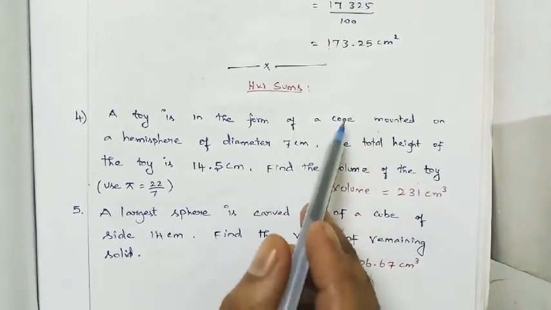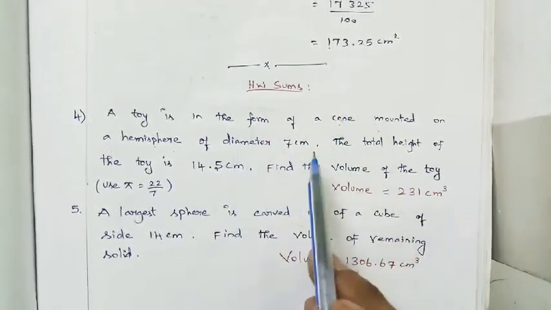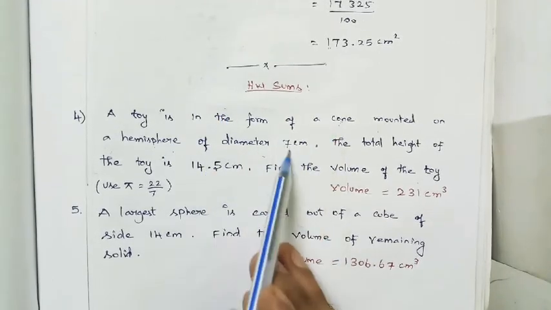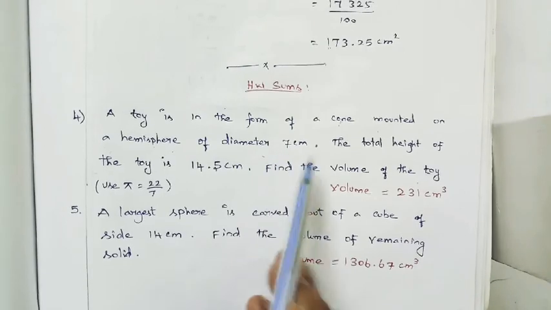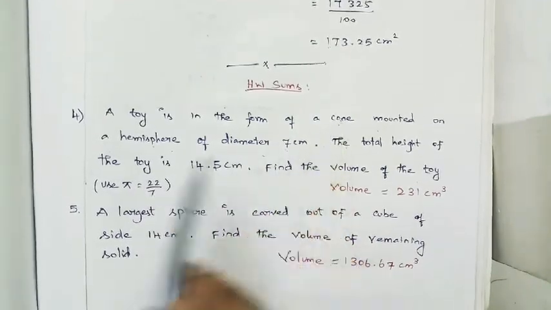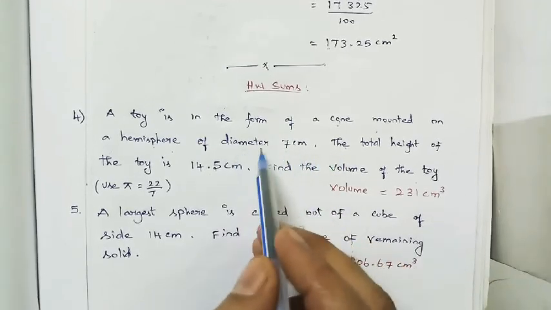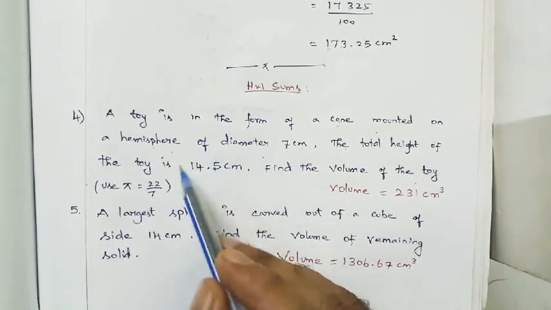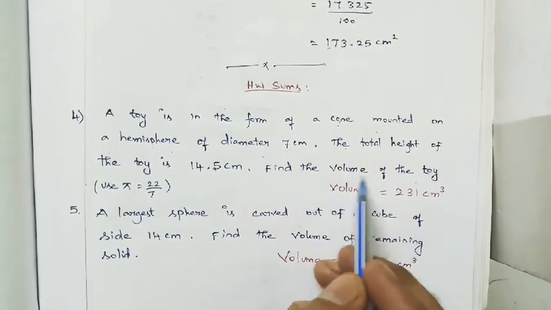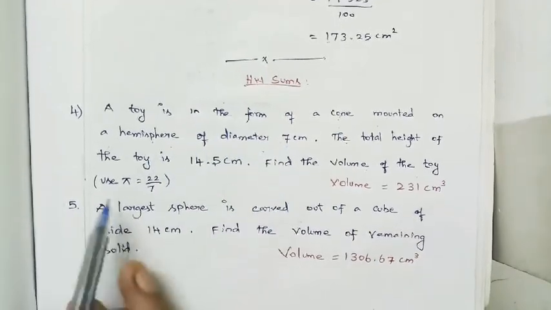We have two shapes, a cone mounted on a hemisphere, and the diameter is 7 centimeter. That means the radius of the cone and hemisphere are both 7 by 2, 3.5 centimeter. Moreover, they have given the total height of the tie, not only the height of the cone. So we have to subtract the radius of the hemisphere, then only we will get the height of the cone. After that, find the volume of the tie, which is volume of cone plus volume of hemisphere. Substitute and simplify, we will get the answer.